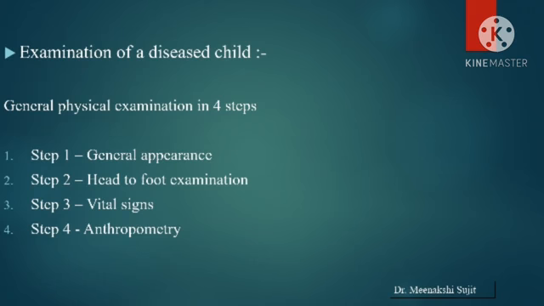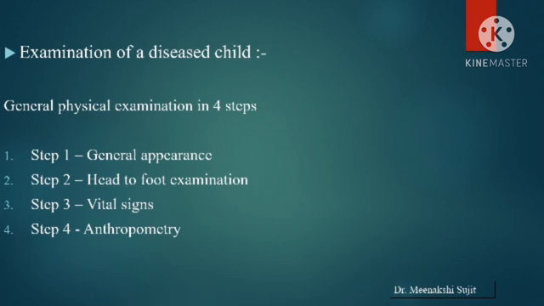Then the next point is examination of a diseased child. In the last point, you saw the overall examination of a child, what all you have to do when a child comes to your OPD. This part is according to the particular diseased child. After getting the diagnosis of a child, how should you examine the child?